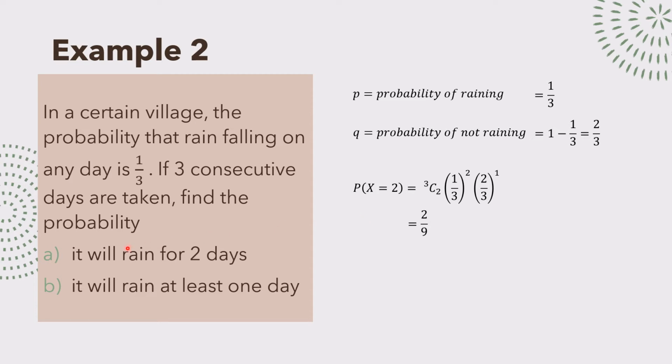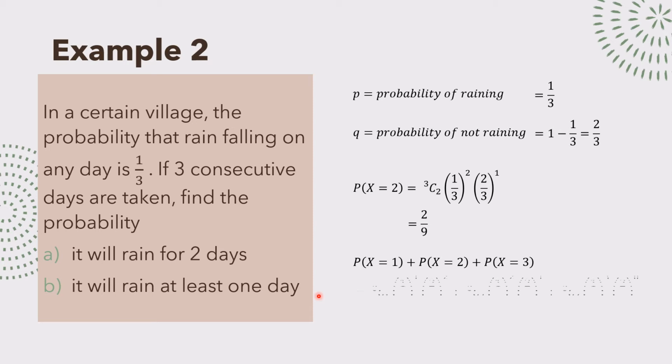Alright, next, part B: it will rain at least one day. At least one day means it's either 1 day, 2 days, or 3 days. We have 3 different cases here, so we need to calculate for every case. The probability is P(X equal to 1) plus P(X equal to 2) plus P(X equal to 3). So we need to consider all the possible outcomes.